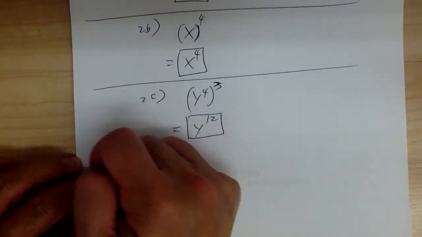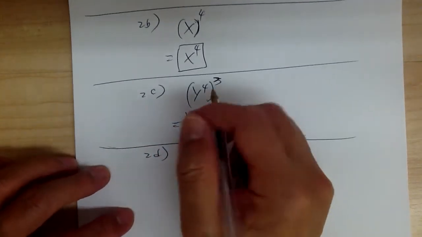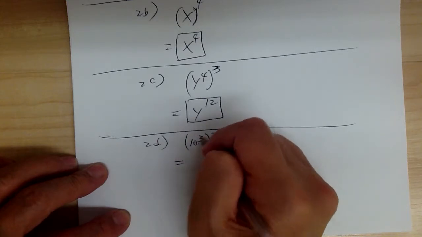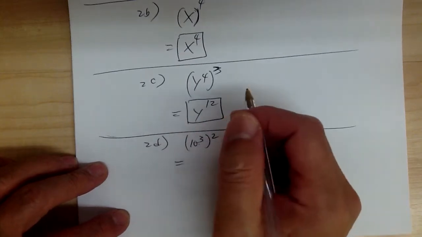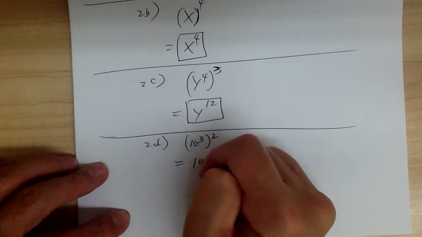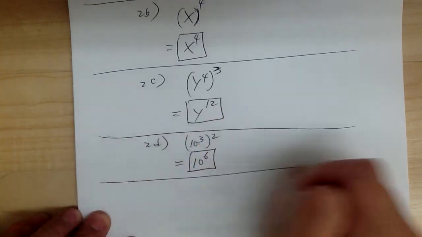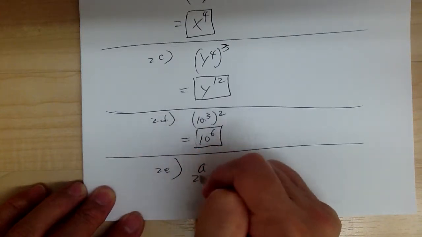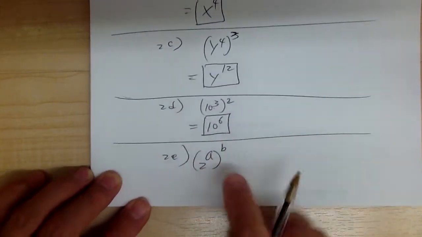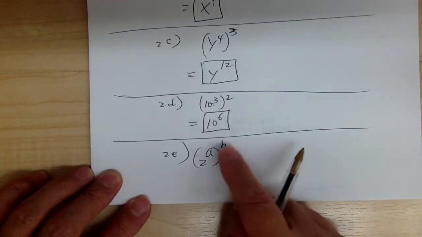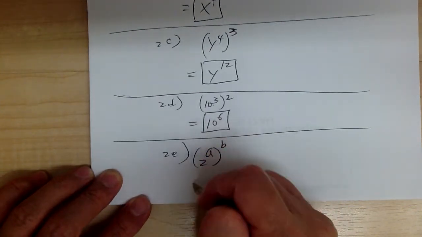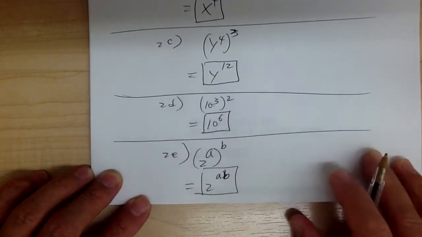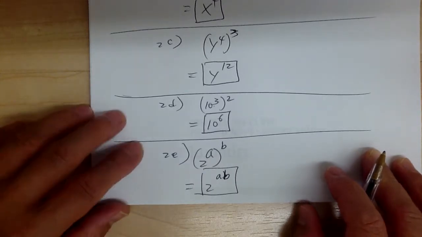Okay, let's go to 2d. You got 10 to the 3 squared. So again, this is exponent of exponent, so you apply the power rule. So 2 times 3 will give you 6, so 10 to the 6. Let's go to 2e. You got 2 to the a to the b. So this is applying the definition. Again, your exponent of exponent, you multiply that. So this is equal to 2 to the a times b. And that's it. So again, this is the power rule.